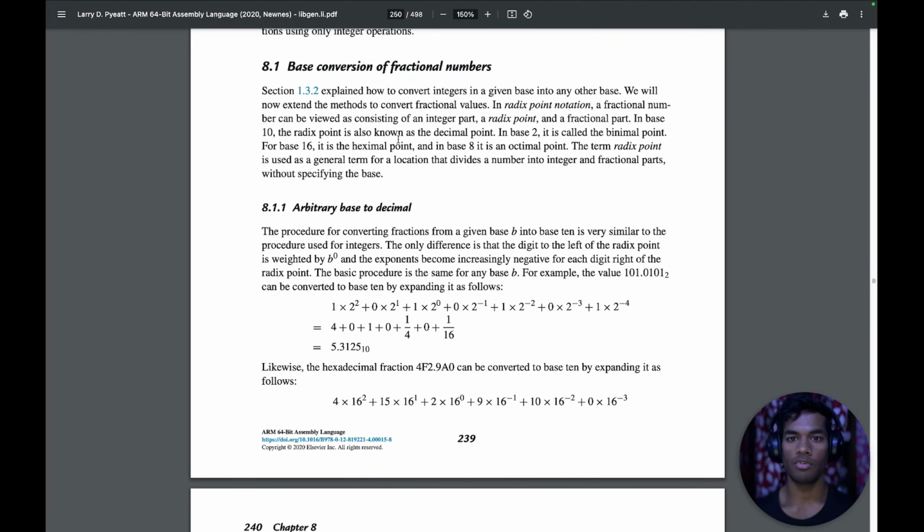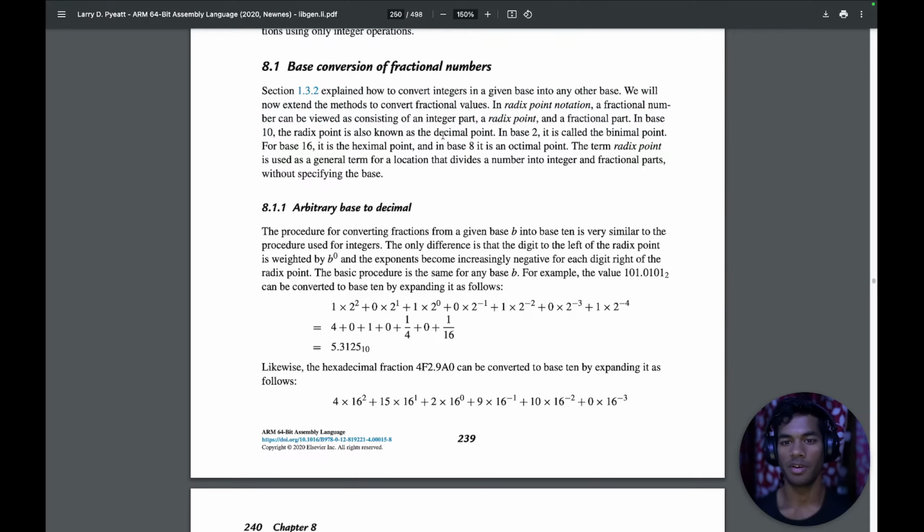Base conversion of fractional numbers. In this section, we explain how to convert integers in a given base into another. We will now extend the method to convert fractional numbers in radix point notation. A fractional number can be viewed as consisting of an integer part, a radix point, and a fractional part. In base 10, the radix point is also known as the decimal point. In base 2, it is called the binomial point.